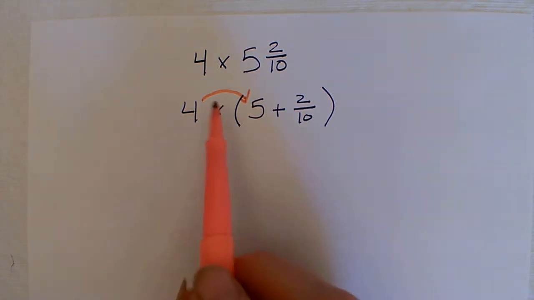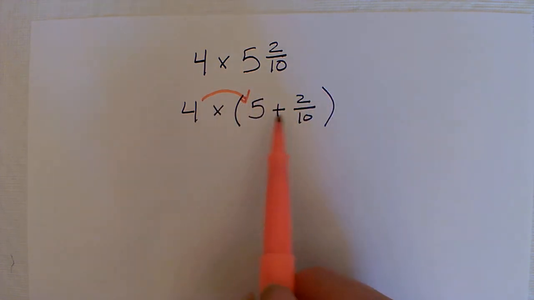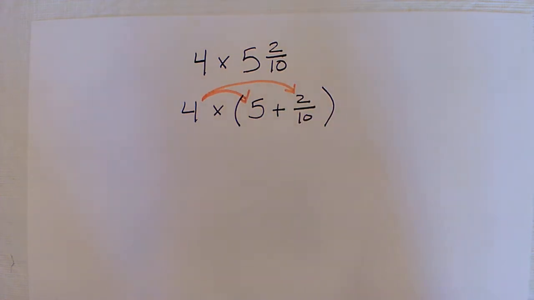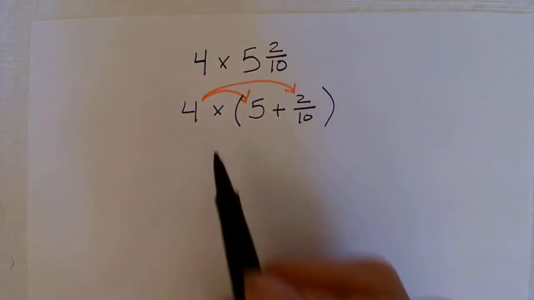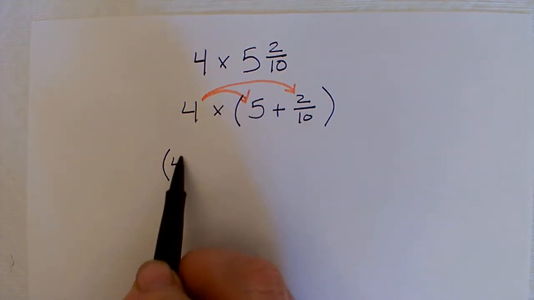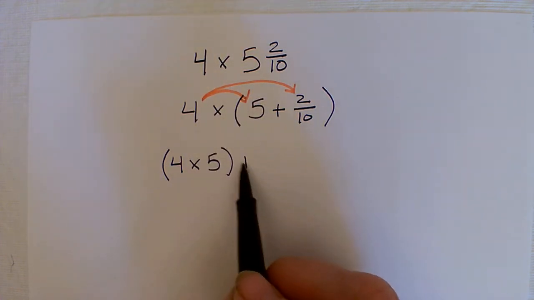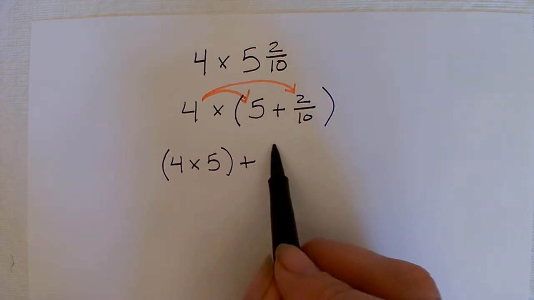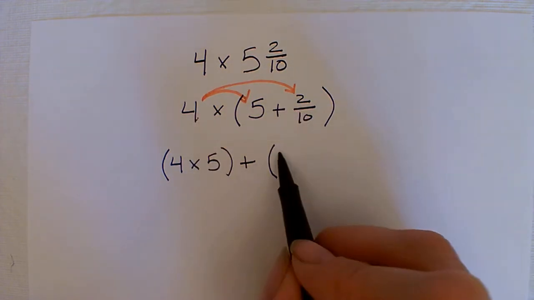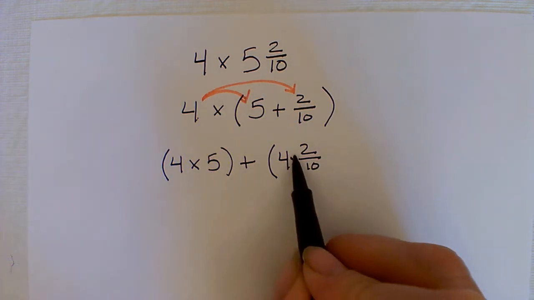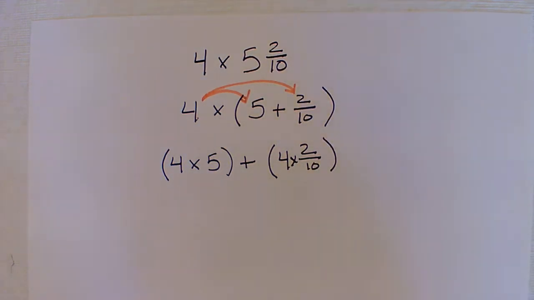So I'm going to distribute that 4 across this entire thing. So I'm going to do 4 times 5 and 4 times 2/10. All right, so let's write that. Let's show that. So when I show that, I'm going to have 4 times 5. So that's this first part. Plus, the plus comes from right there, 4 times 2/10. And again, we're just using the distributive property. Sorry, I didn't write that better.